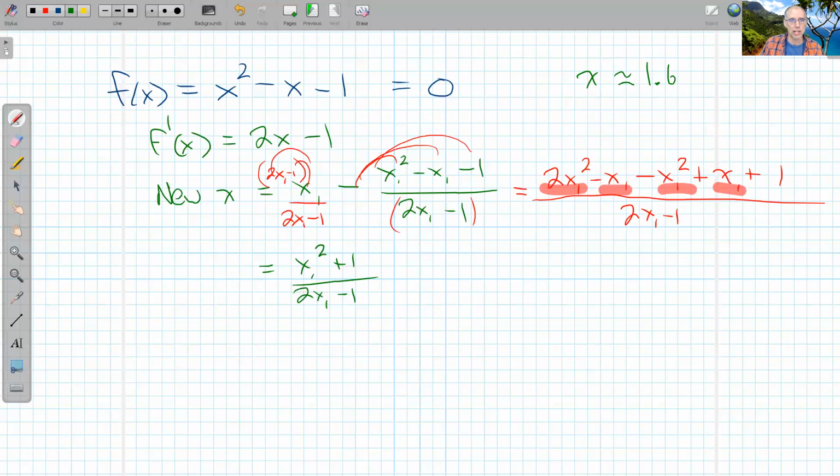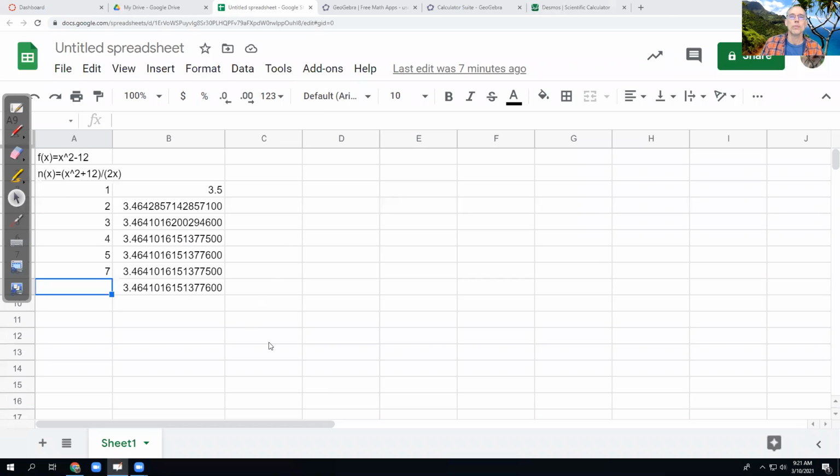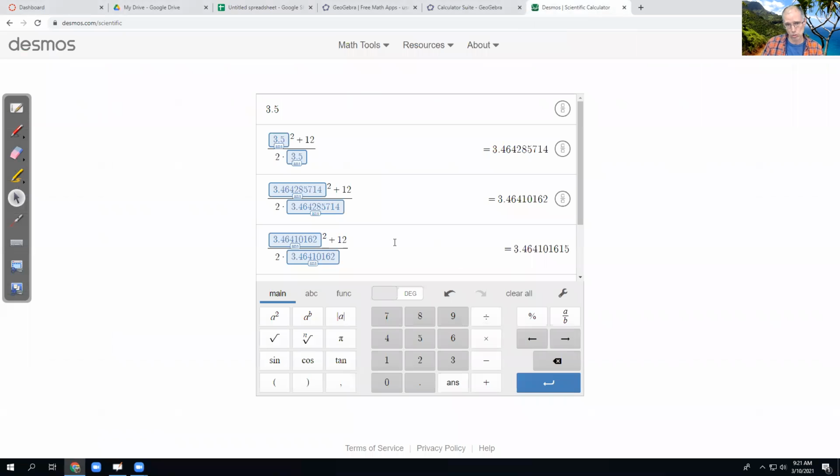So let's use a calculator. Do you want to see me do a spreadsheet again, or do something like GeoGebra or Desmos? Let's get a vote from the audience here. Kelsey says Desmos. I'm going to use Desmos Scientific to do it, which is more like how a handheld calculator would do it.